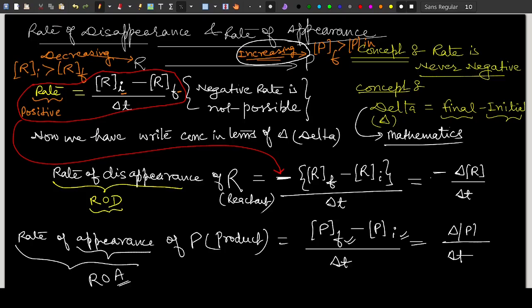It is showing the decreasing trend. It means we have to write it like this. So mathematically, this is the mathematical operation. That's why disappearance got the negative sign and appearance got the positive sign.